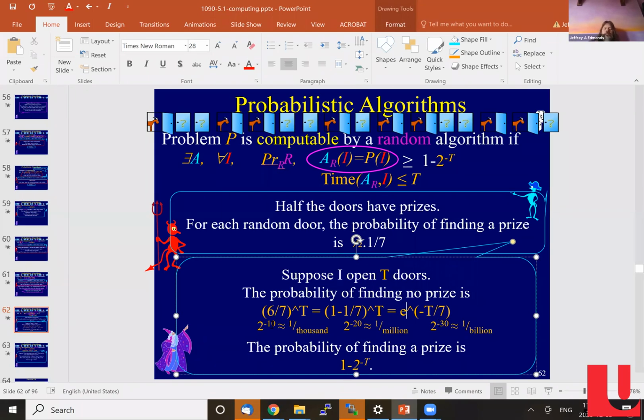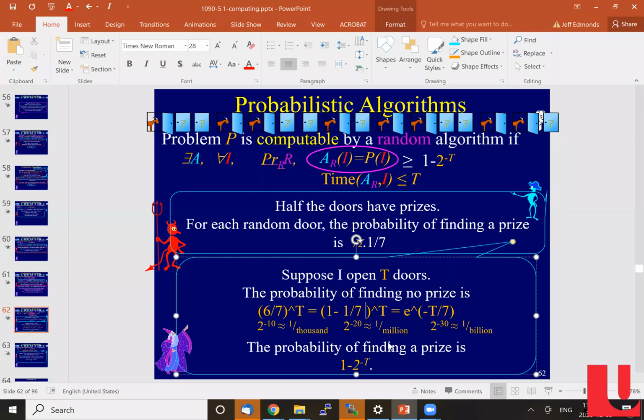Everybody good with that? Sorry, Jeff, could you explain the middle part again? I didn't quite understand. Well, I'm just saying 6 over 7 is 1 minus a 7th. Oh, okay, sorry, I misread that. I thought it was like 1 minus 1 over 7. Oh yeah, no, I typed it right.